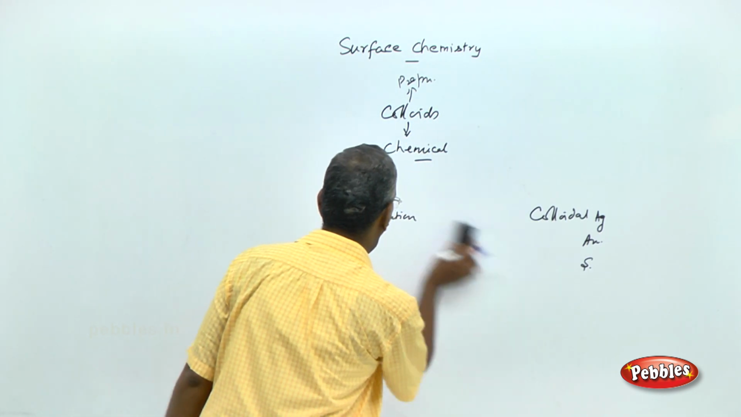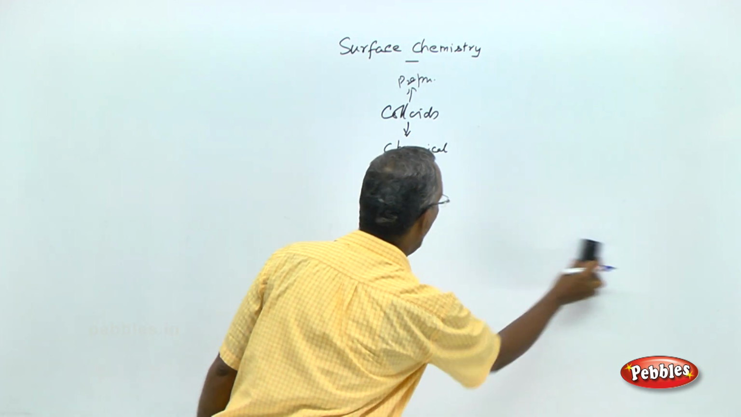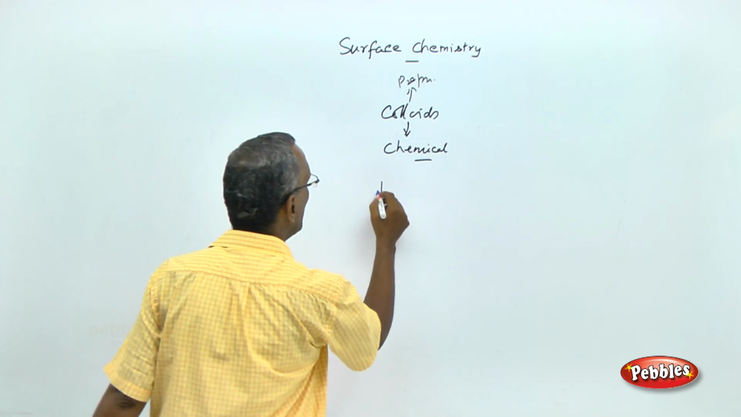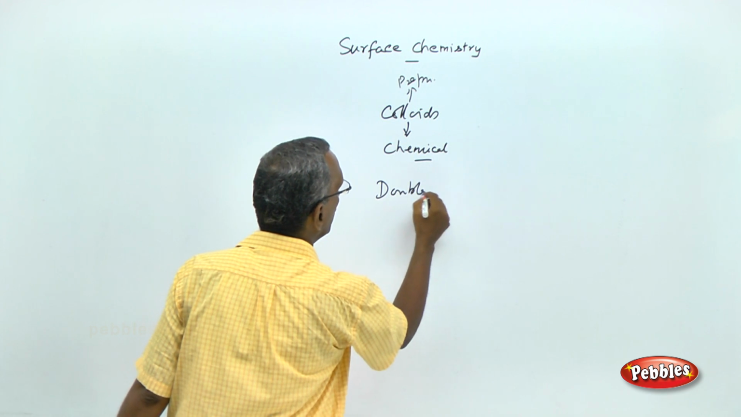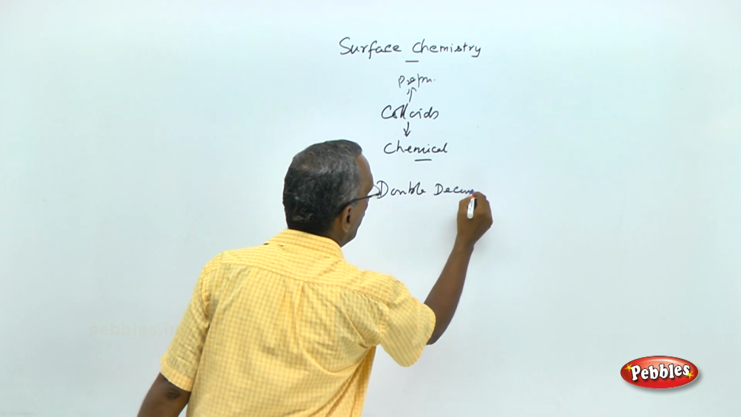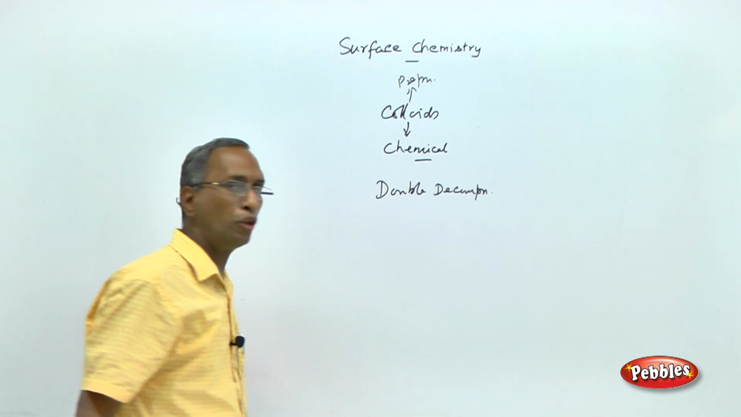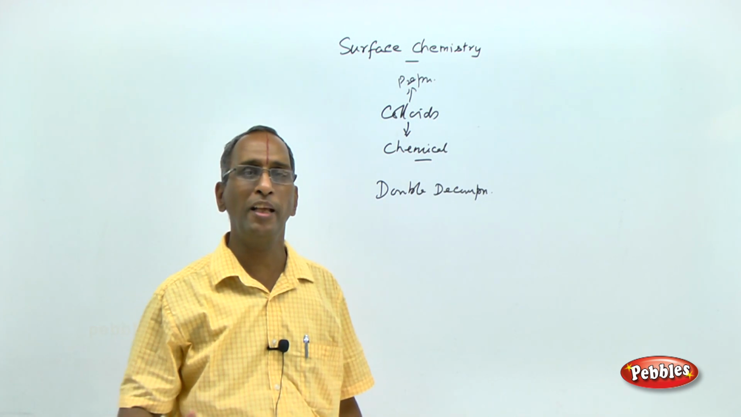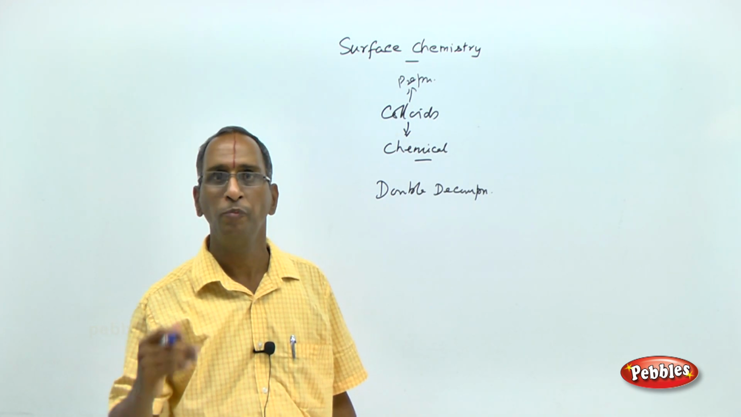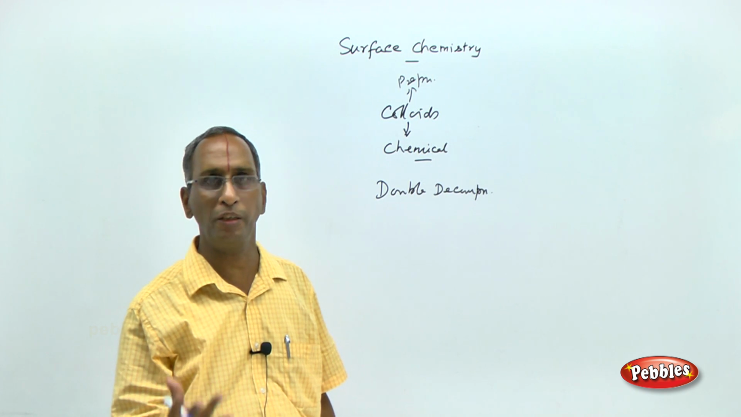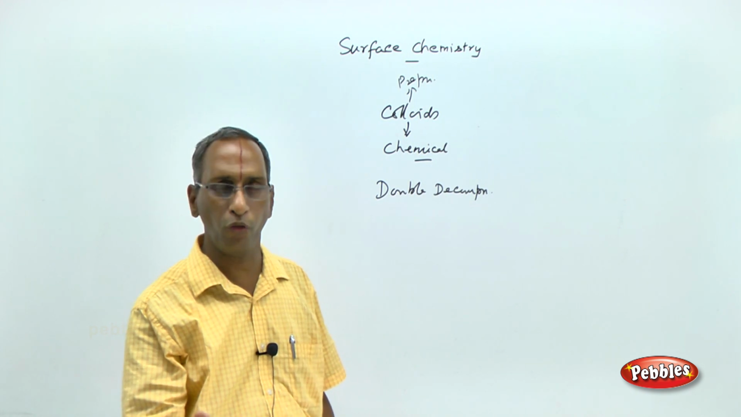So oxidation. Lastly, double decomposition. Double decomposition is a type of method where two solutions are mixed and there is formation of a precipitate. The formation of a precipitate is nothing but the formation of colloids.